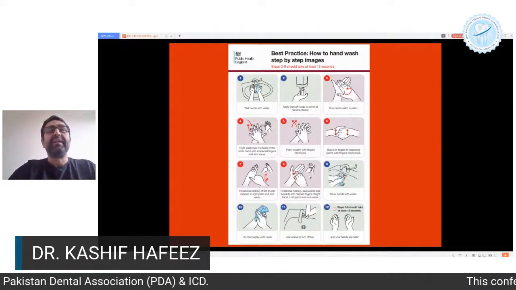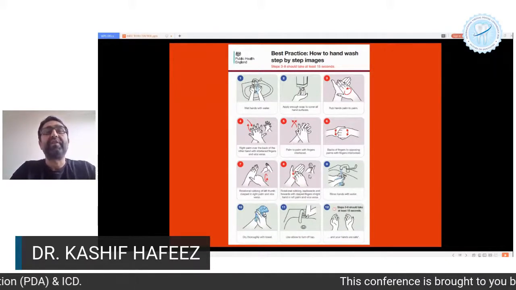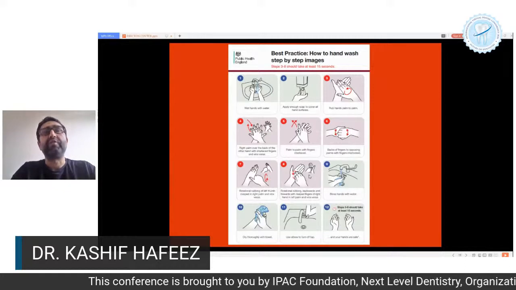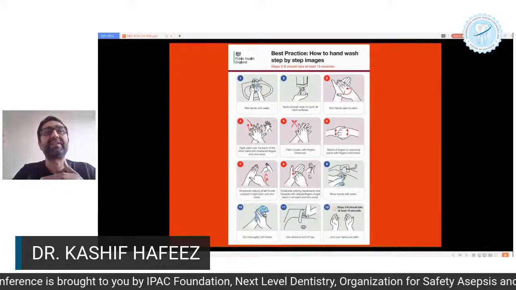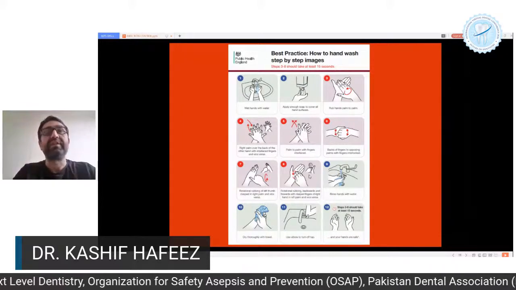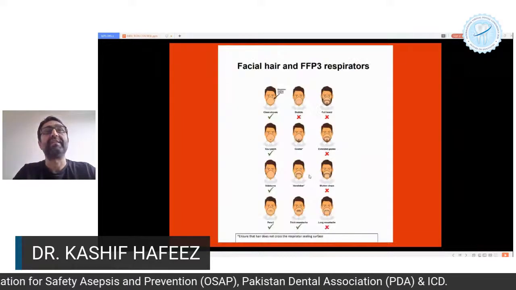Hand hygiene, again, is a downloadable document or a picture from the Public Health England website. You should print this and place it next to the washing sink so that people know how they should wash their hands.